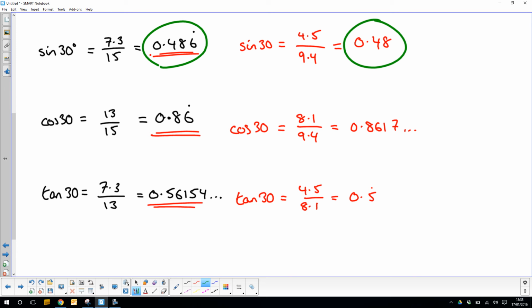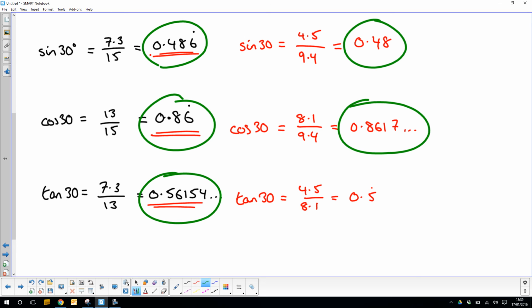Then when we did cos, that was the adjacent over the hypotenuse. For the first we got 0.8666666, so on and so on. For the second one we got 0.8617. So both 0.86 or very close. And finally when we did the opposite over the adjacent, we got 0.56 and then we got 0.555. Again, very close to each other.